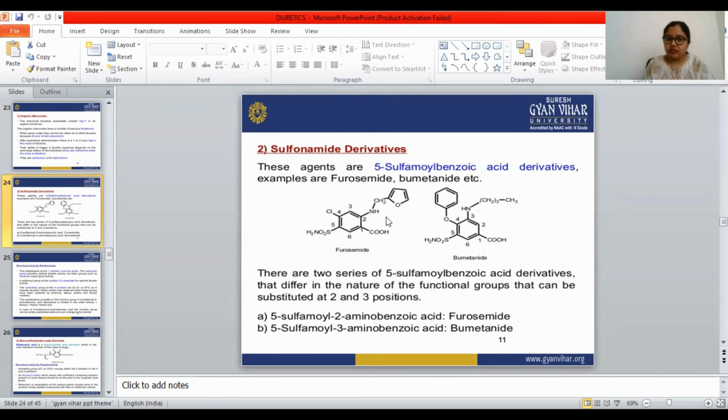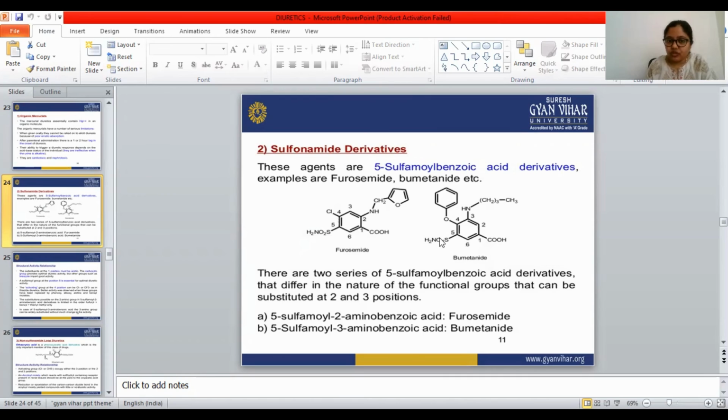In this, there are two series of the 5-sulfamoyl benzoic acid derivatives that differ in the nature of the functional group substituted at the 2 and 3 positions. Both bumetanide and furosemide have the sulfonamide benzoic acid group.